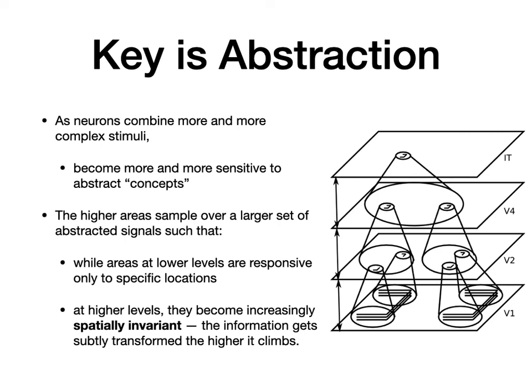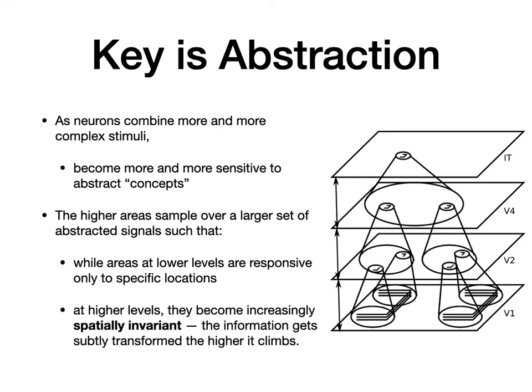The neurons are going to combine more and more complex stimuli, and they're going to become more and more sensitive to abstract concepts, more information-rich, information-dense concepts. Every time you have a neuron tuned to the outputs of a bunch of other neurons, you're combining more information. That's how we get from edges and lines up to full faces, right? You can have a neuron tuned to one full face.